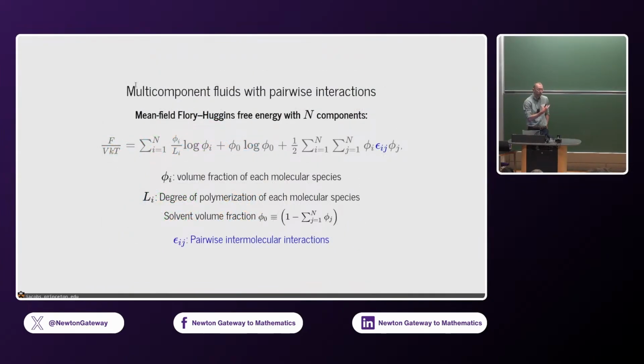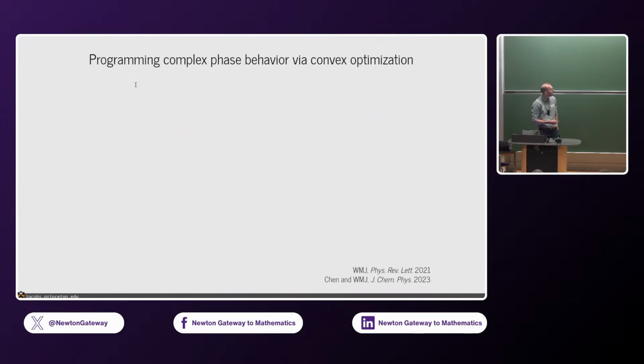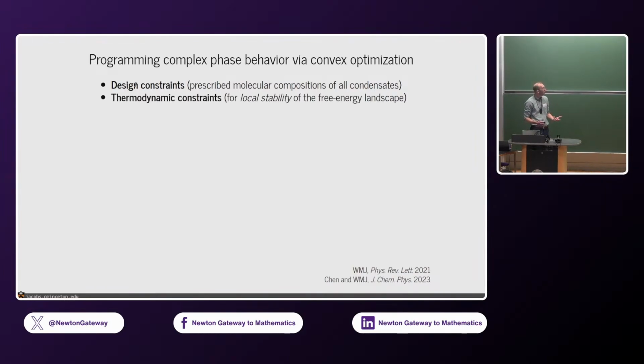Okay, so to get started, we can use a mean field theory to facilitate this inverse design. We're just going to use the standard Flory-Huggins model. The key thing to focus on is that we have this matrix of pairwise intermolecular interactions, and this is the thing that we wish to design. So we have two types of constraints in this problem. One comes from the fact that we are, by choice, prescribing the precise compositions of the phases that we would like to stabilize. But then, of course, we also have to deal with thermodynamics, right?